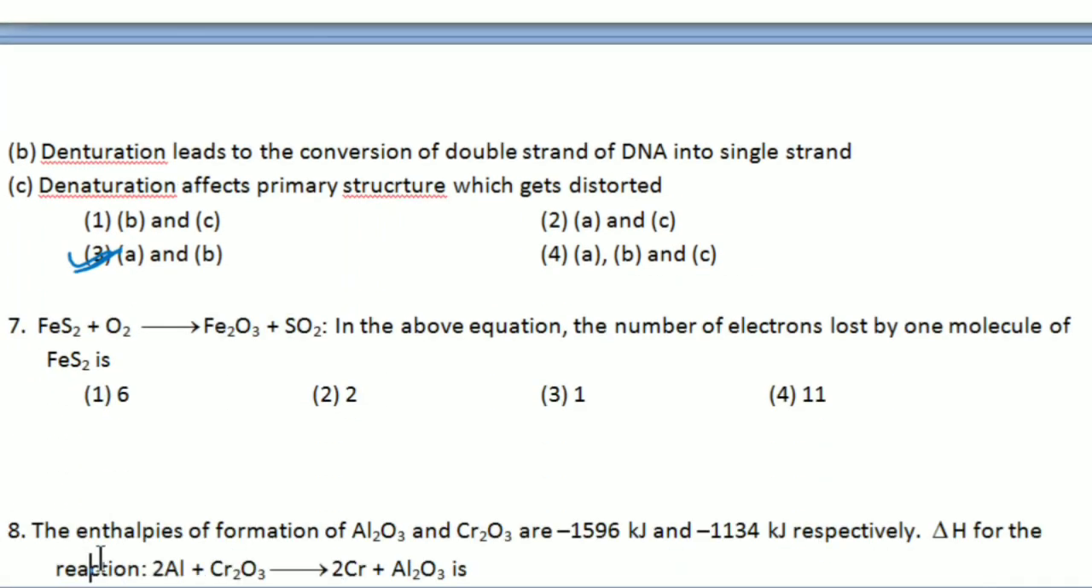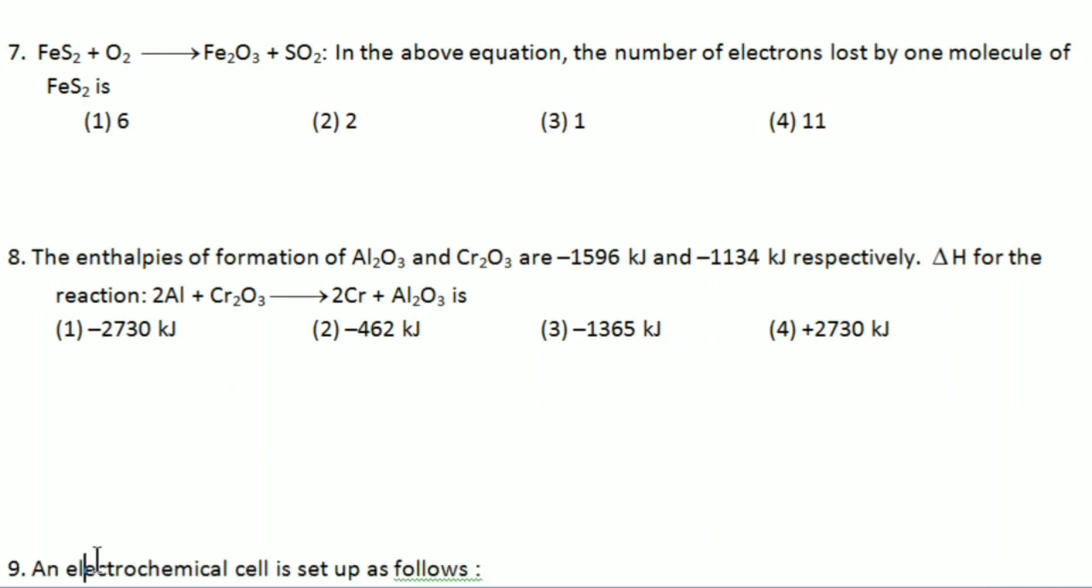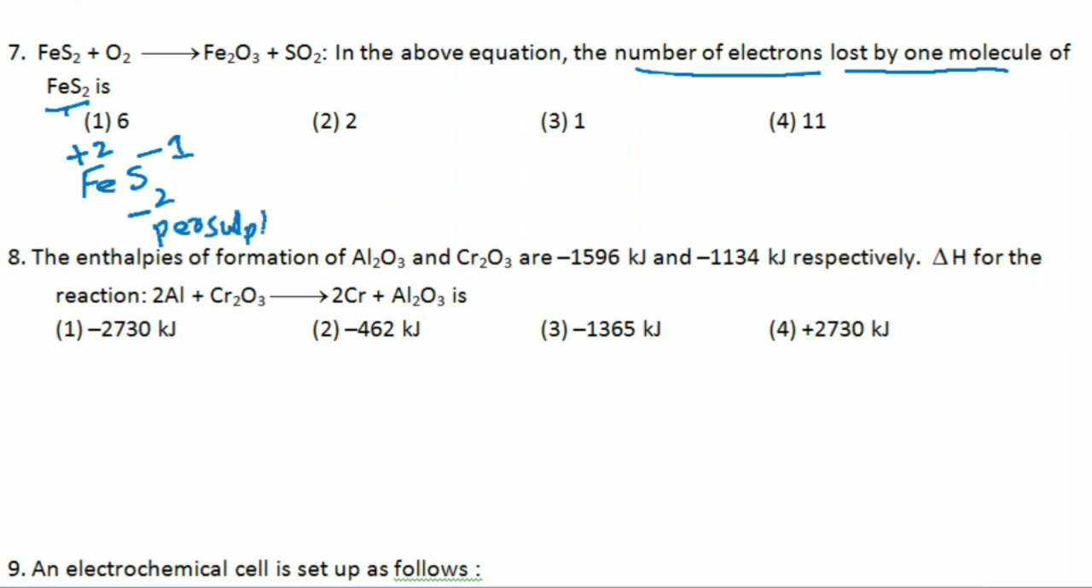Then the 7th one, FeS2 plus O2 gives rise to Fe2O3 plus SO2. So in this particular case, what are they asking? Number of electrons lost by one molecule of FeS2. For that, what will we do? We will see, in case of FeS2, iron is in +2 oxidation state, sulfur is in -1. Remember, here this is known as persulfide. Very, very important. This you have to know. Persulfide it is, just like peroxide, oxygen -1.